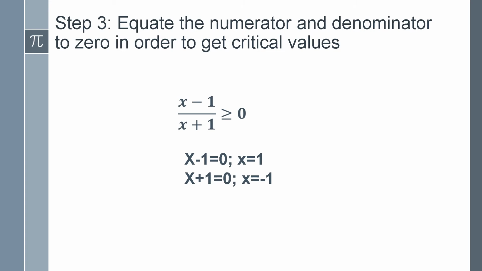Next, step 3. Equate the numerator and denominator to 0 in order to get critical values, for which the rational expression is equal to 0 or undefined. For example, sa x minus 1 over x plus 1 is greater than or equal to 0, kapag inequate natin siya sa 0, the numerator will be x is equals to 1. And then, kapag yung denominator naman, kapag inequate sa 0, it will be x is equals to negative 1.